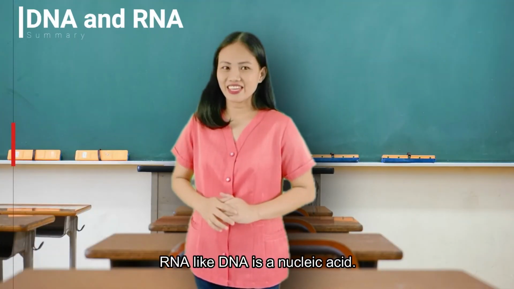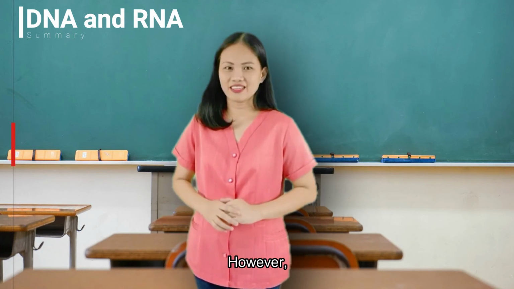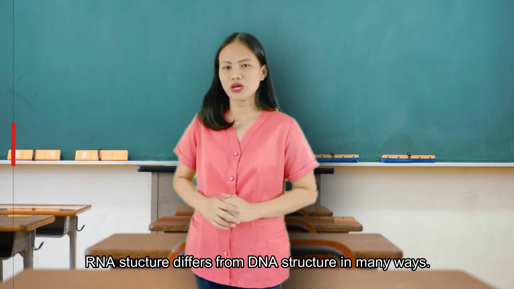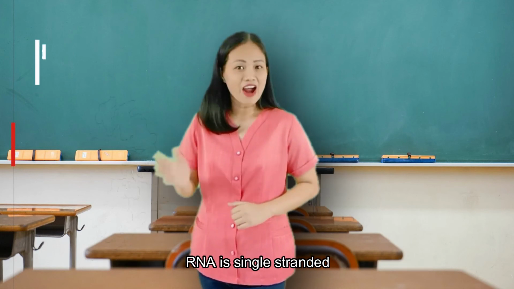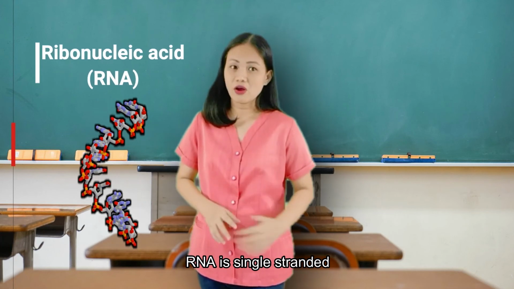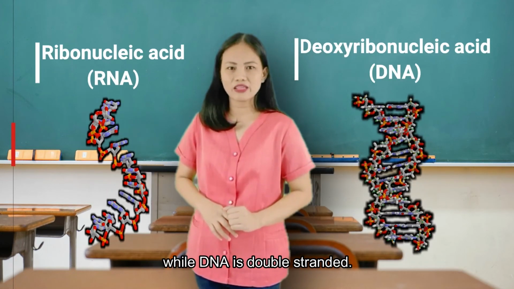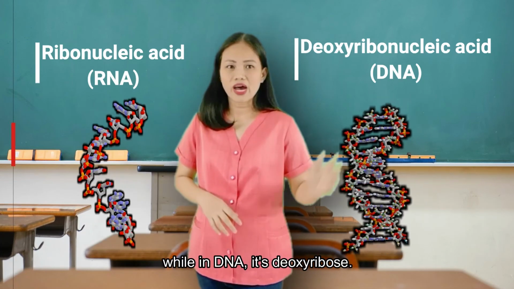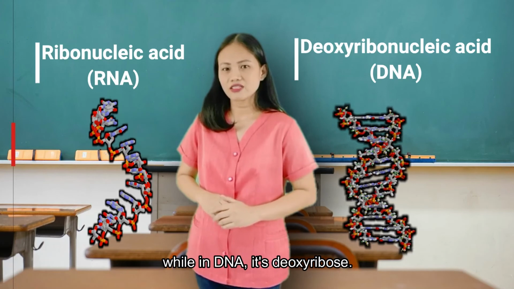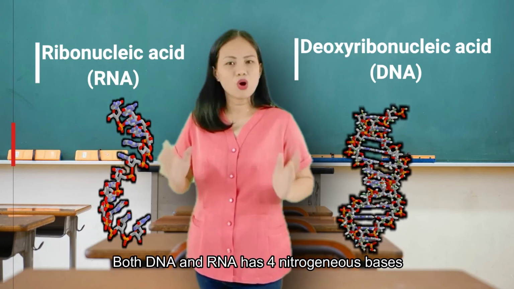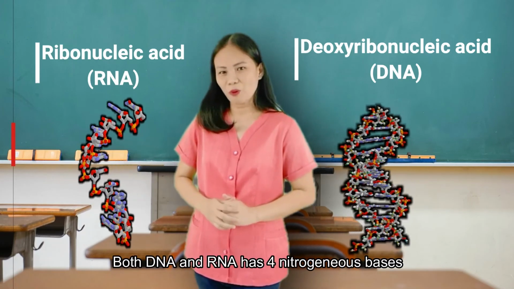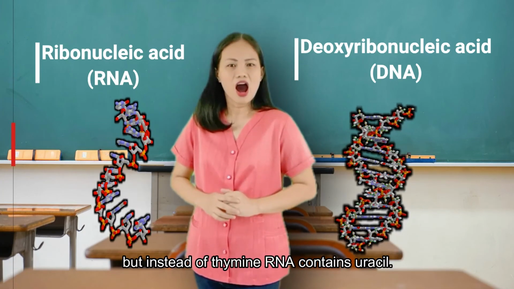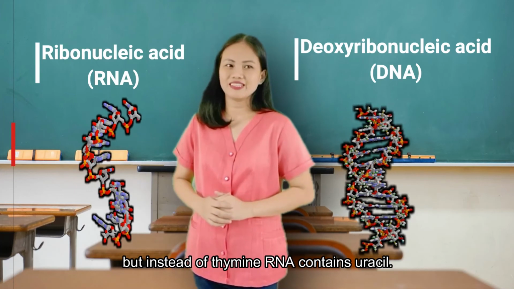RNA, like DNA, is a nucleic acid. However, RNA structure differs from DNA structure in many ways. RNA is single-stranded, while DNA is double-stranded. The sugar of RNA is ribose, while in DNA, it's deoxyribose. Both DNA and RNA have 4 nitrogenous bases, but instead of thymine, RNA contains uracil.